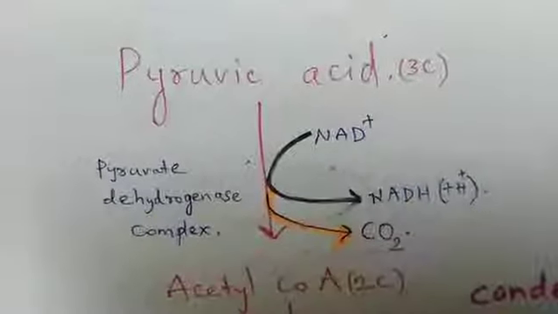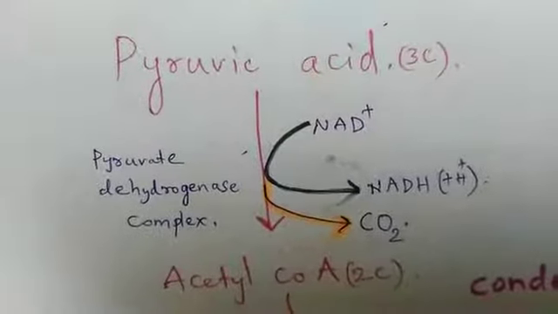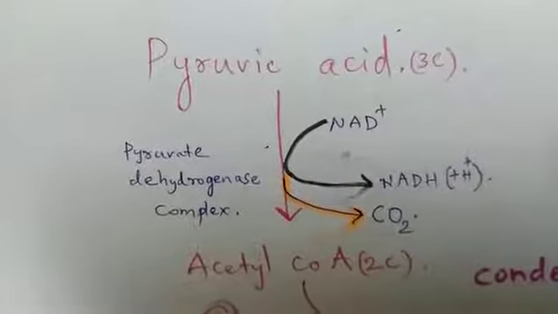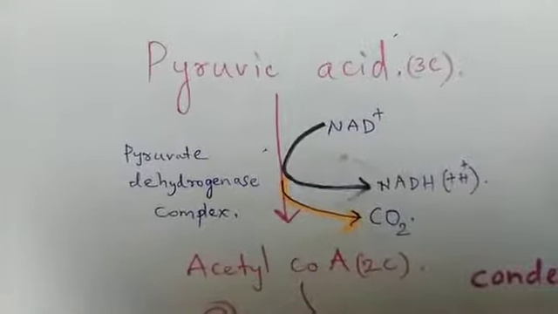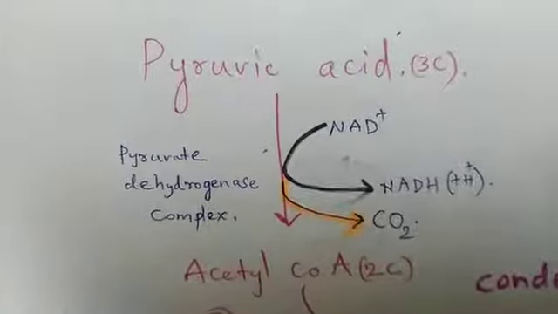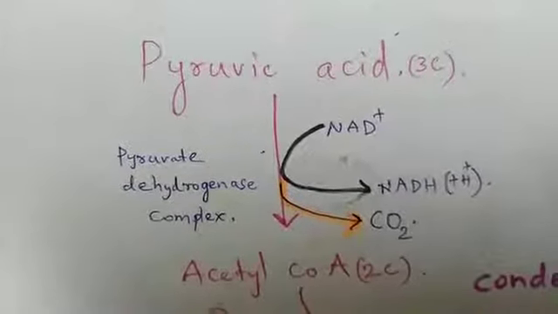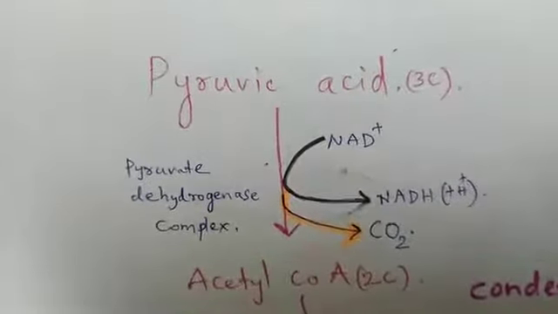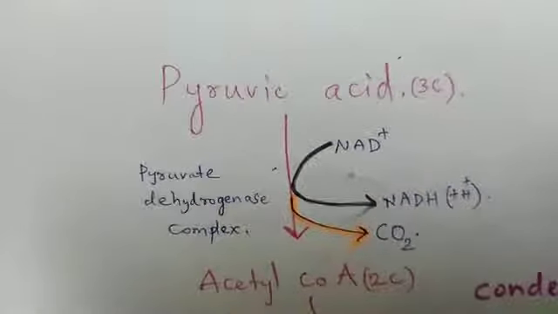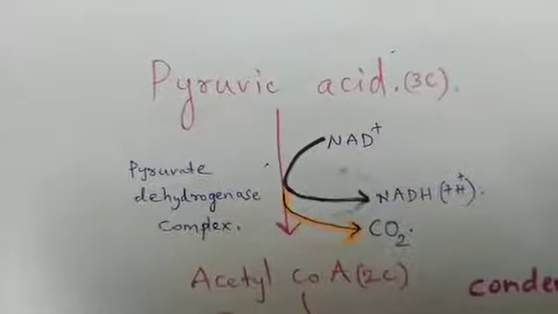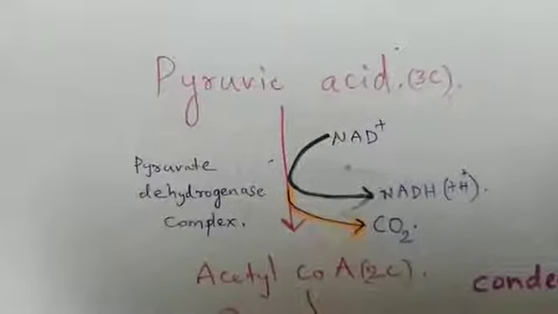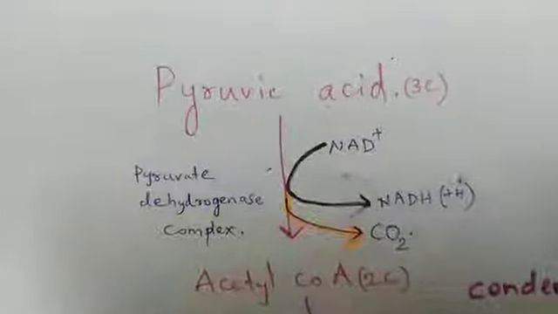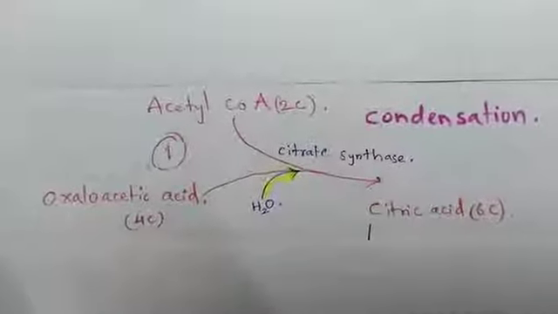The pyruvic acid formed in glycolysis is a 3-carbon molecule and it undergoes oxidation and forms acetyl coenzyme A. This is a 2-carbon molecule. Here one carbon dioxide is released and oxidation occurs. So acetyl coenzyme A forms from pyruvic acid in the presence of the enzyme pyruvate dehydrogenase complex. Now let us enter into the Krebs cycle.